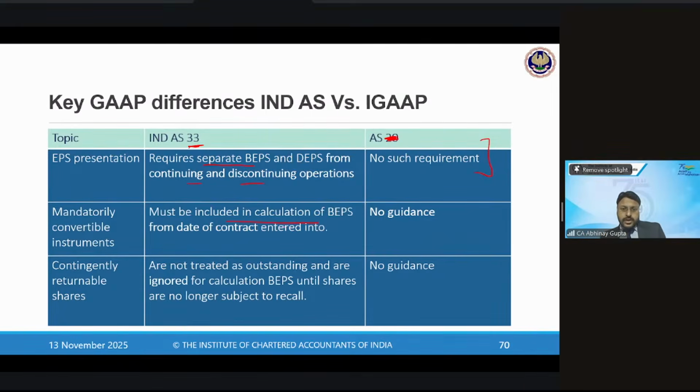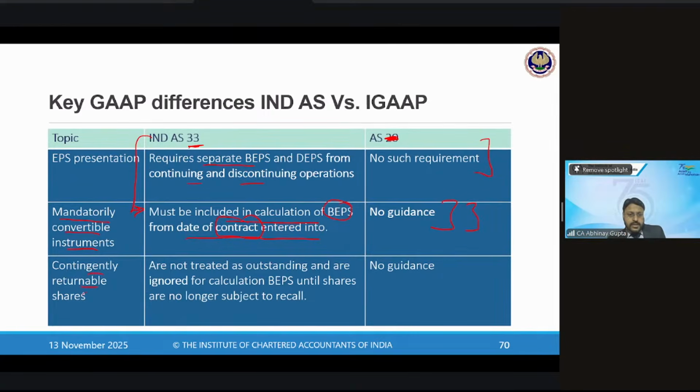Then, must be included in the calculation of basic earning per share from the date of contract entered into; no guidance under IGAAP, right? So for all the mandatorily convertible instruments, be it the debentures, bonds, or preference shares, it must be included in the calculation of basic earning per share from the date the contract has been entered into. This is clearly specified by Ind AS 33. But under IGAAP, the standard has been silent on this. So we have been doing the same thing, but the standard is not expressive on this, right?